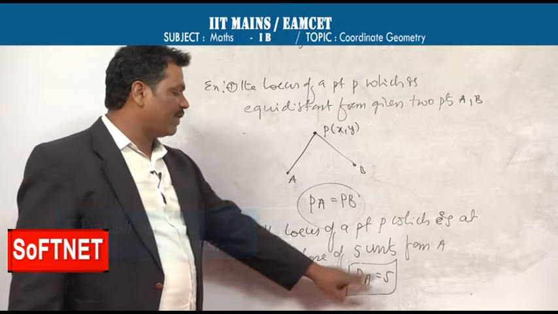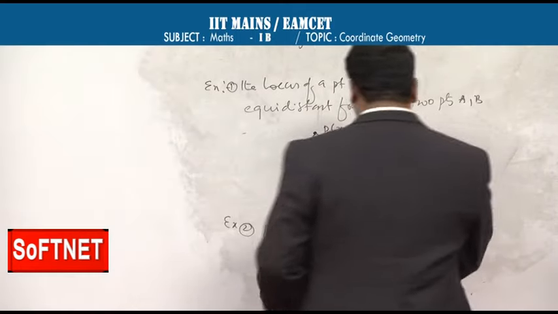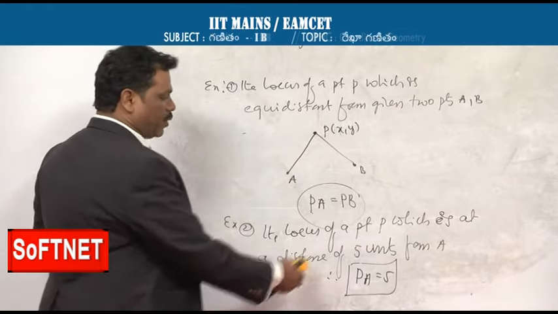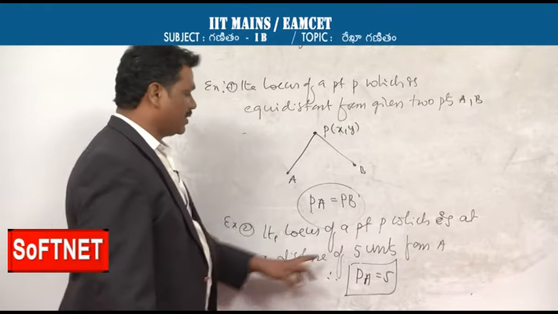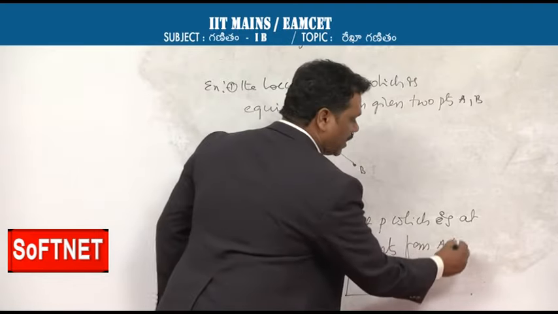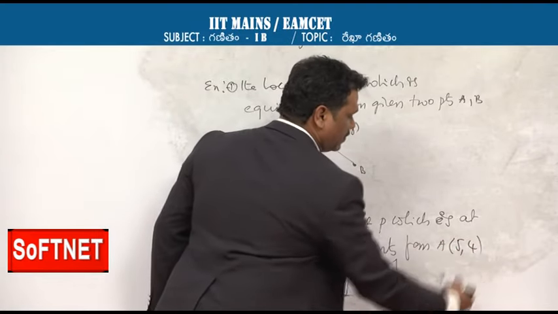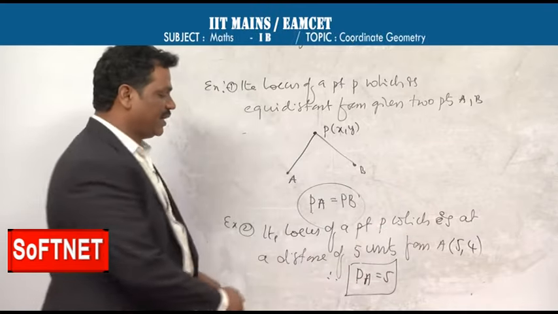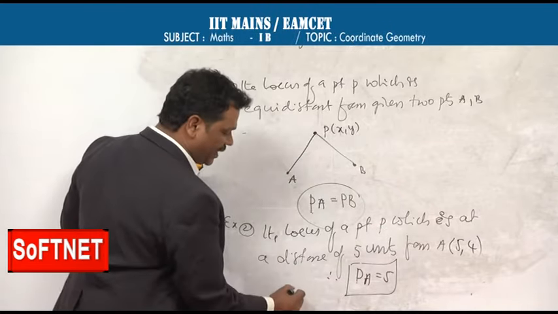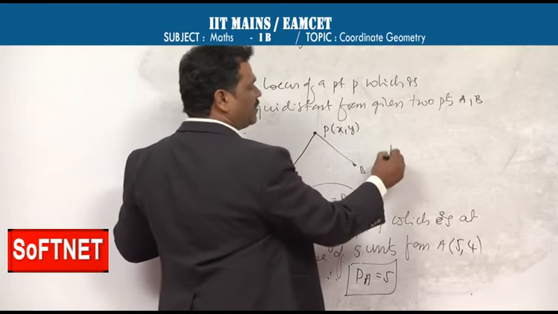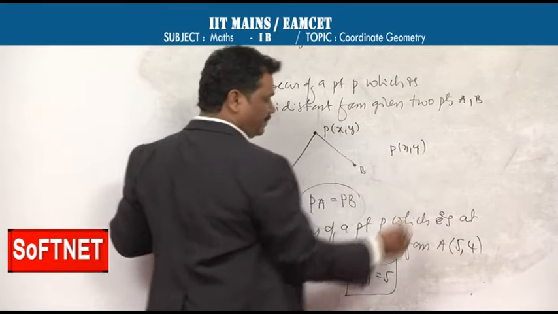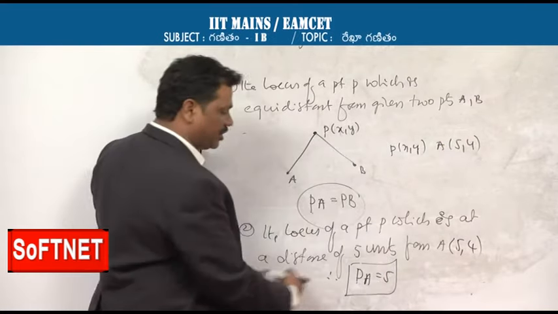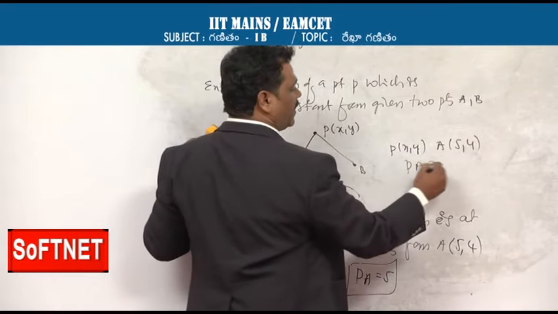What is the point here? P of x comma y. For example, the locus of a point P which is at a distance of 5 units from A of 5 comma 4. What is the condition here? PA is equal to 5. The locus of a point is P of x comma y. The given point is A of 5 comma 4. The given condition is PA equal to 5.